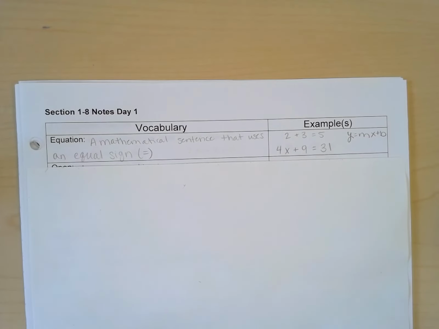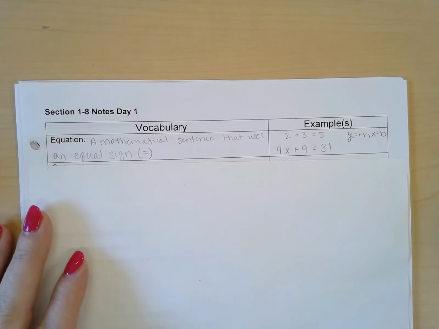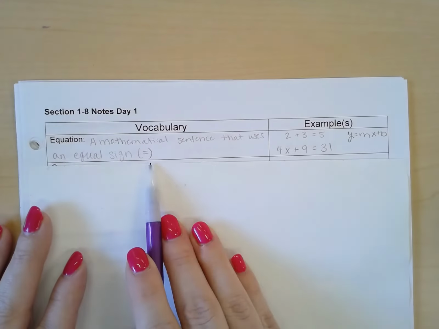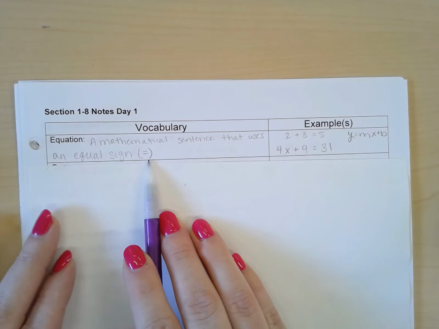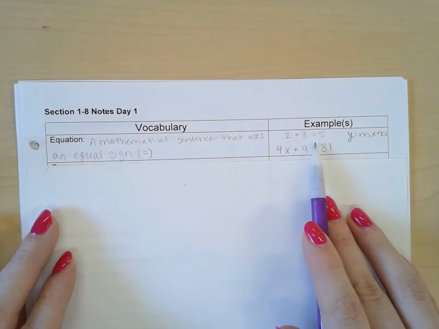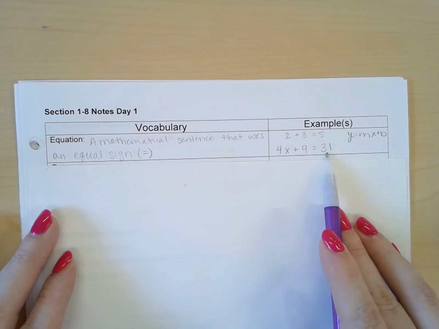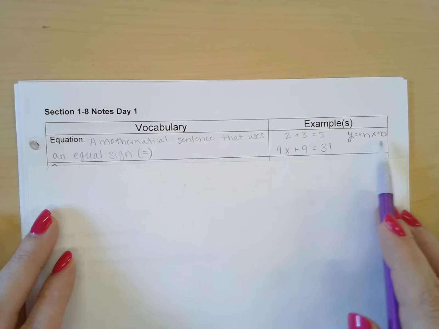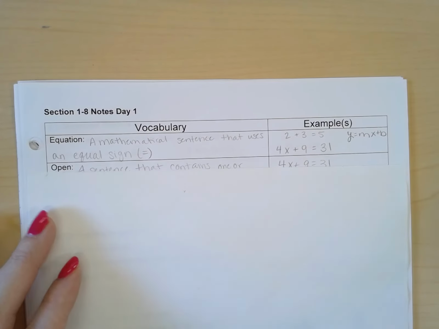This is Chapter 1, Section 8, Day 1 notes, and we're going to start out with a little bit of vocabulary. An equation is a mathematical sentence that uses an equal sign. So before we've looked at expressions, those have been mathematical sentences without an equal sign. So an equation is a little bit different. So something like 2 plus 3 equals 5, or 4x plus 9 equals 31, or y equals mx plus b. These all have equal signs, so they're all equations.